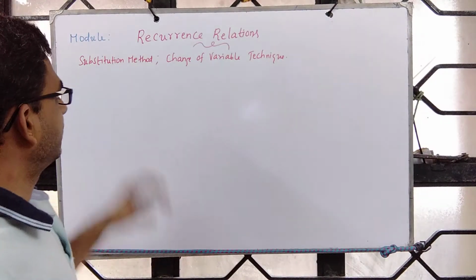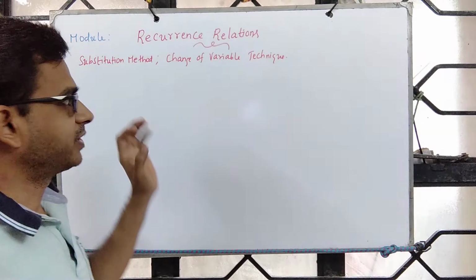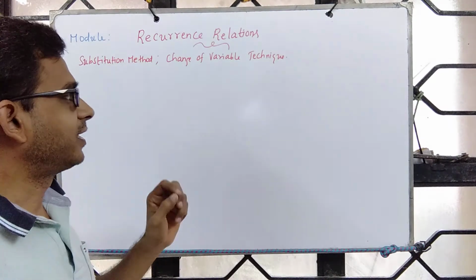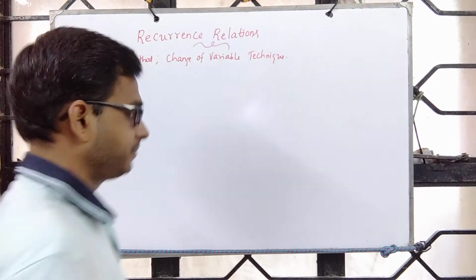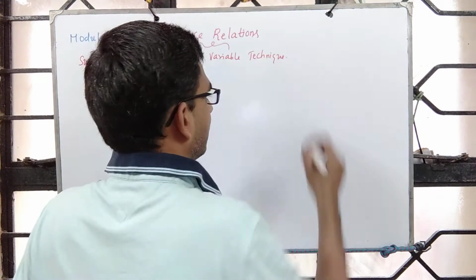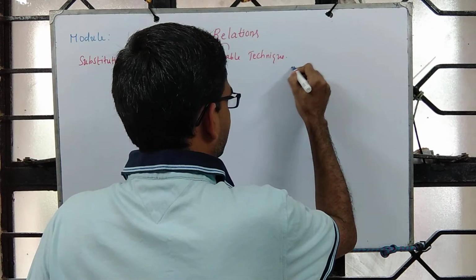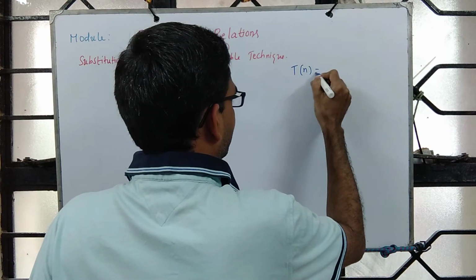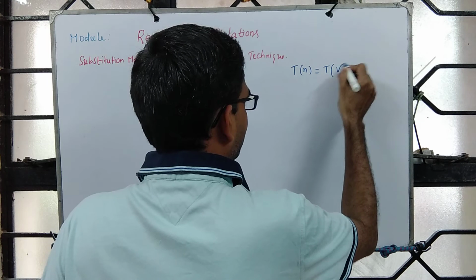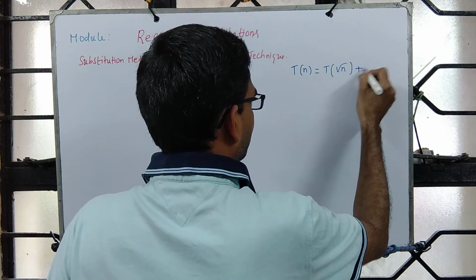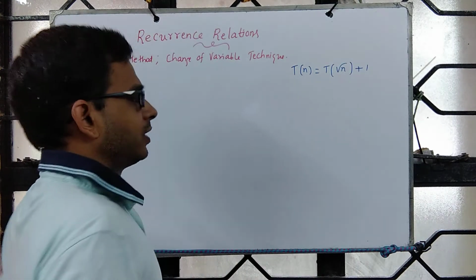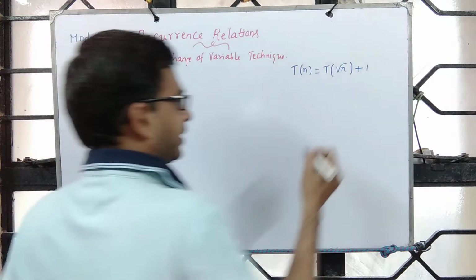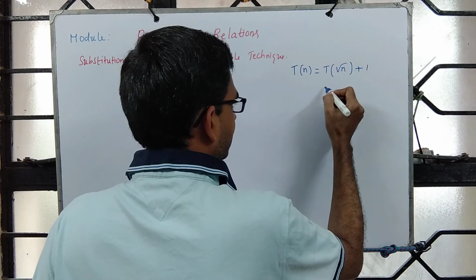We shall next look at substitution method using change of variable technique. Often we may encounter recurrence relations of this form: t of n is equal to t of, say, root n plus 1. The idea of recurrence relation is precisely this.